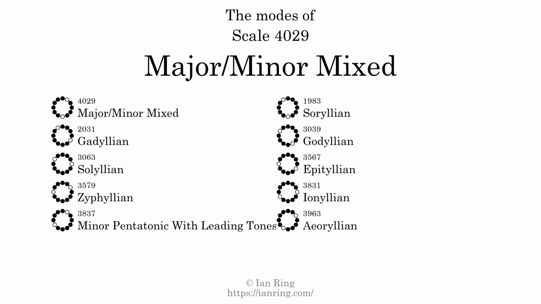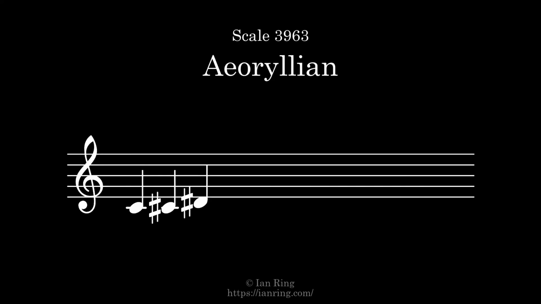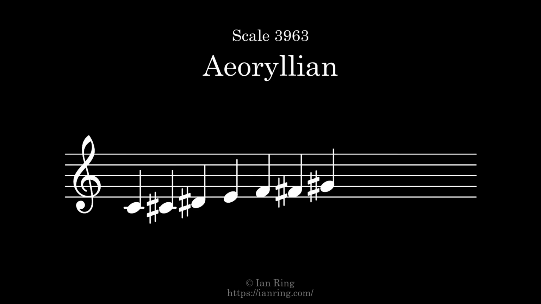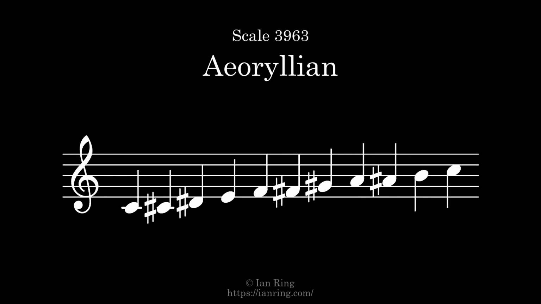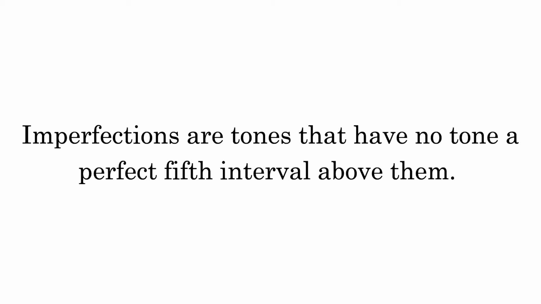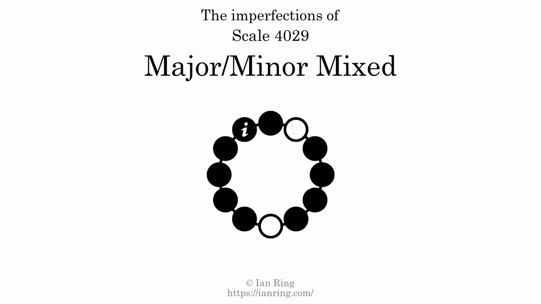The 10th and last mode is scale 3963, also known as Aurelian. It sounds like this. Imperfections are tones that have no tone a perfect fifth interval above them. This scale has one imperfection.